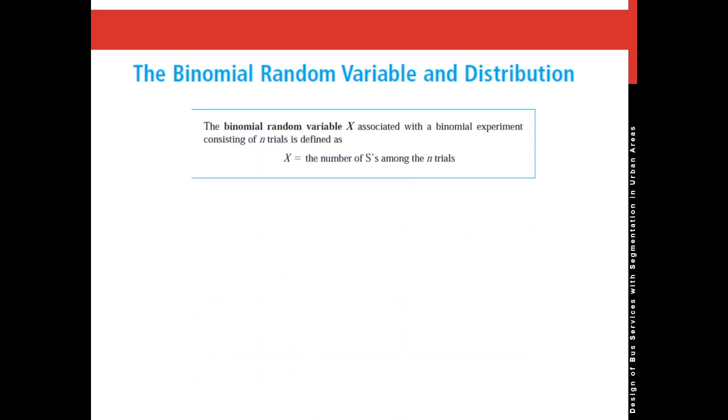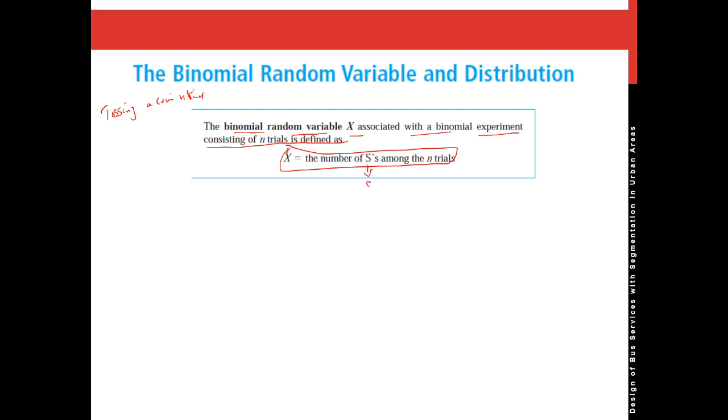Now we will define the random variable. We have a binomial experiment, that means an experiment which satisfies those four conditions. The binomial random variable x associated with a binomial experiment consisting of n trials, for example tossing a coin n times, is the number of successes among n trials.